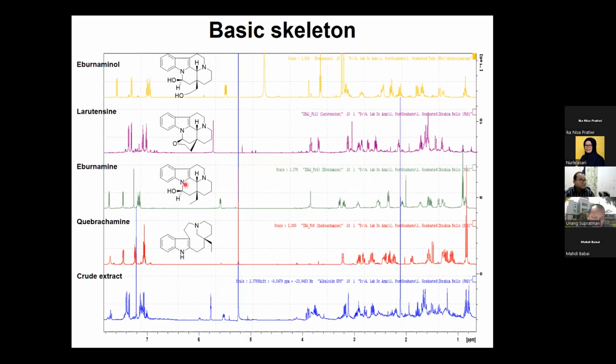The difference is in this ring. This is another ring. Instead of a 5-membered ring, 1, 2, 3, 4, 5, they have a 6-membered ring with these functional groups. And after that, iburnamine is the cleavage of the larutensin. So this is very interesting.